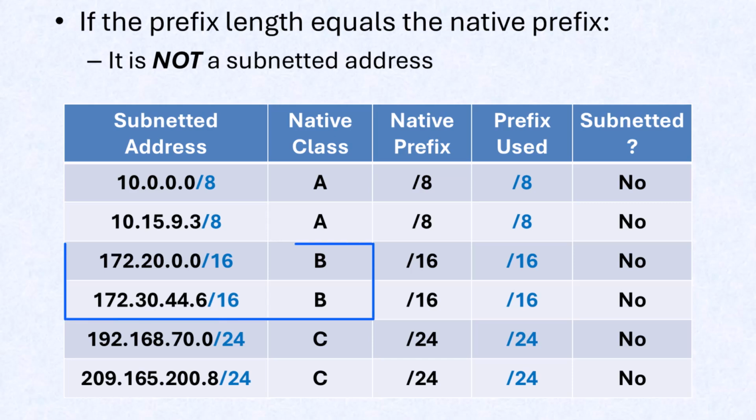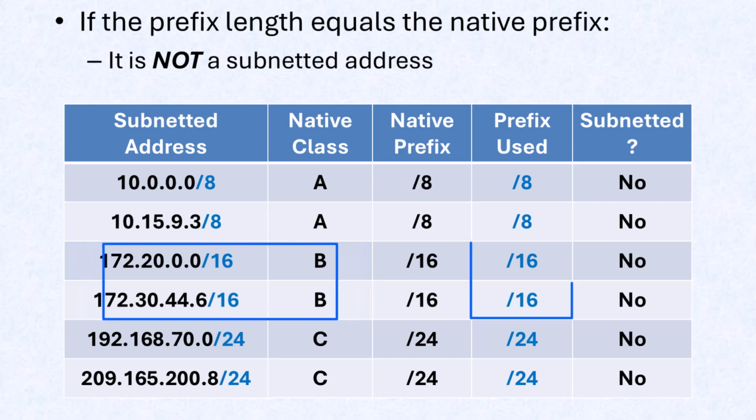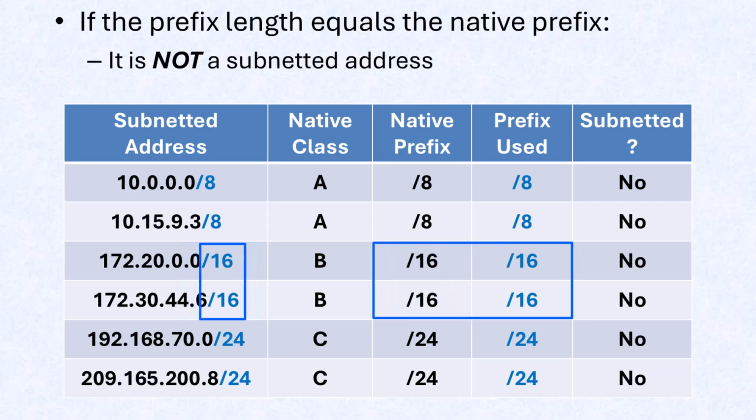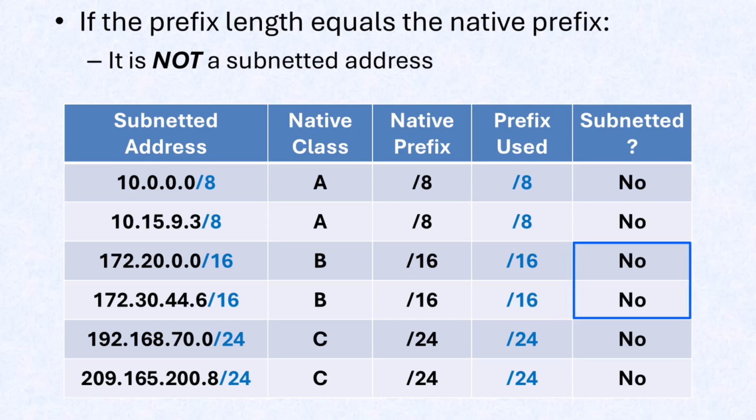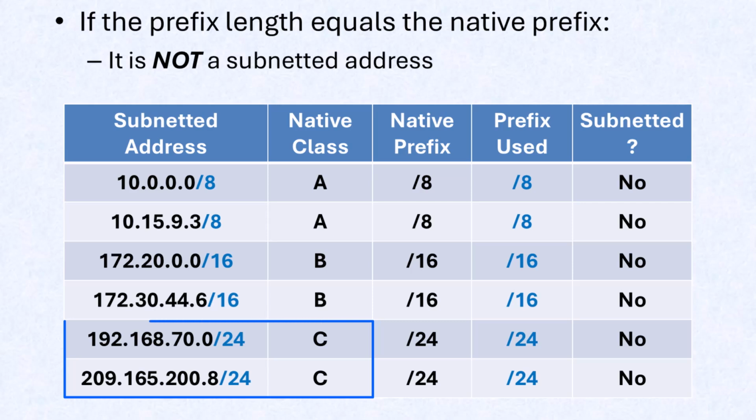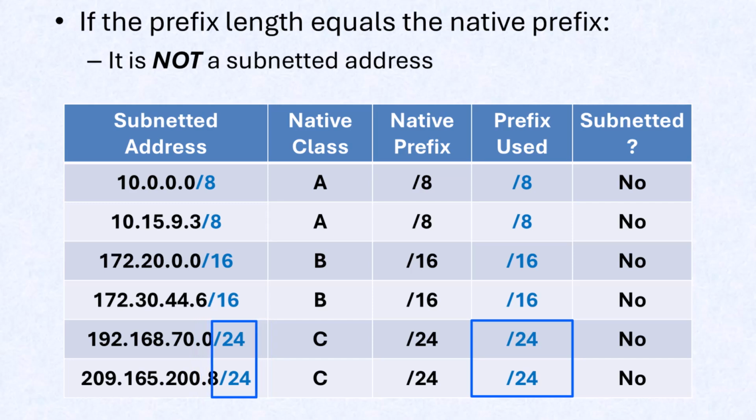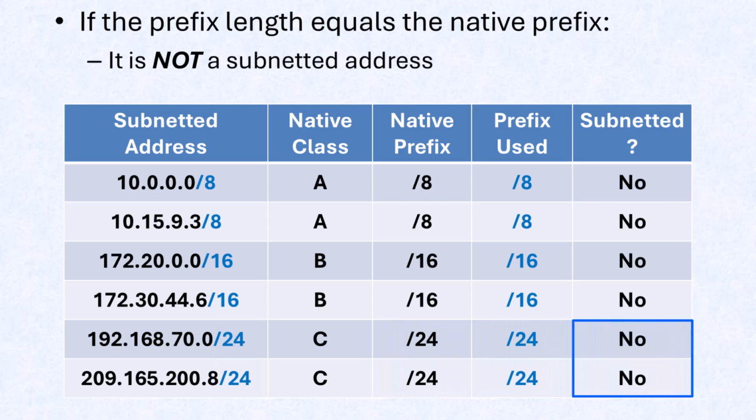Consider the next two Class B addresses. The prefix length used is /16. This equals the native prefix because Class B addresses have 16 network bits. This means these addresses have not been subnetted. Similarly for the last two Class C addresses. The prefix length used is /24. This equals the native prefix because Class C addresses have 24 network bits. So these addresses have not been subnetted either.